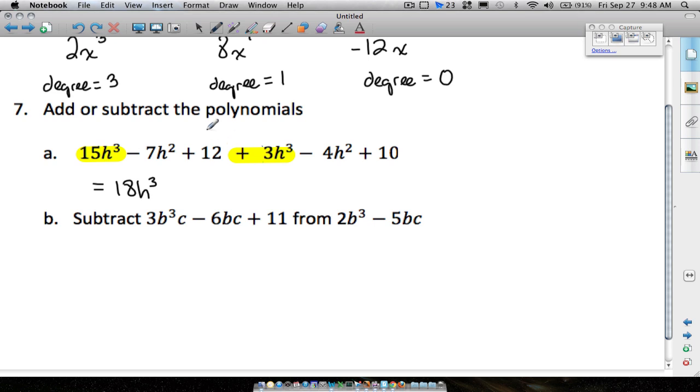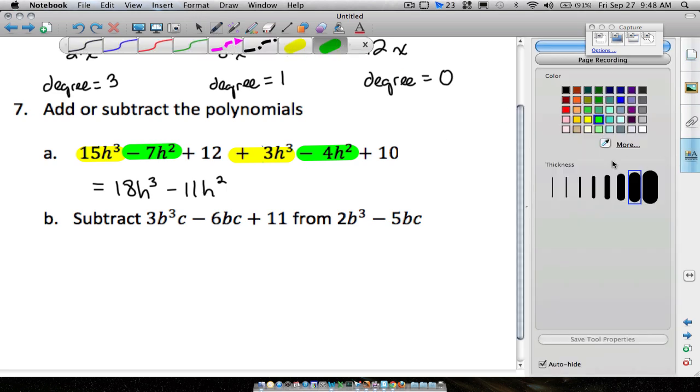Remember, when you combine like terms, do not add those exponents. We're not multiplying these things together. We are just combining like terms. 15 plus 3 is 18. We don't change the h cubed. We leave that alone. Keep on going. So minus 7h squared. Be careful with your signs. Minus 4h squared. Same thing here. We just combine like terms. That's going to be minus 11. We do not change our exponent. Minus 7 minus 4 is minus 11. We leave the h squared alone.